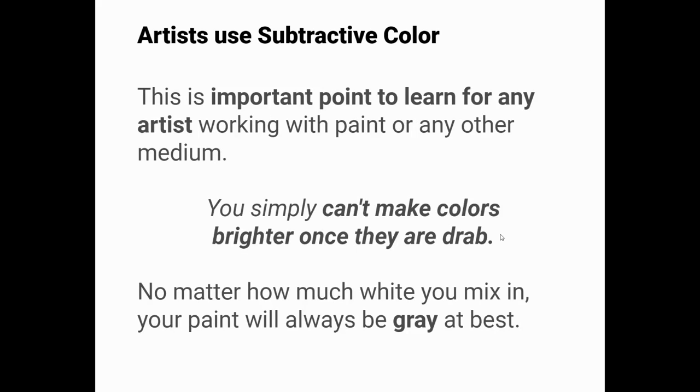It is an important point to learn for any artist working with paint or any other medium. You simply cannot make colors brighter once they're drab. No matter how much white you mix in, your paint will always be gray at best. All right. So that's a mixing property. You have to be kind of clean in your mixing to keep those colors bright and luminescent, because the more you add to it, the drabber it gets.